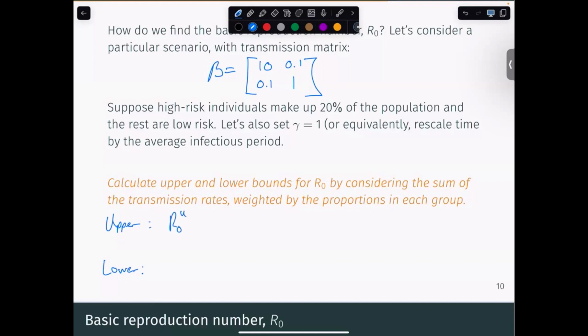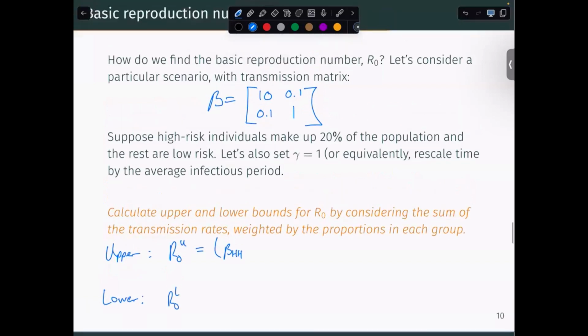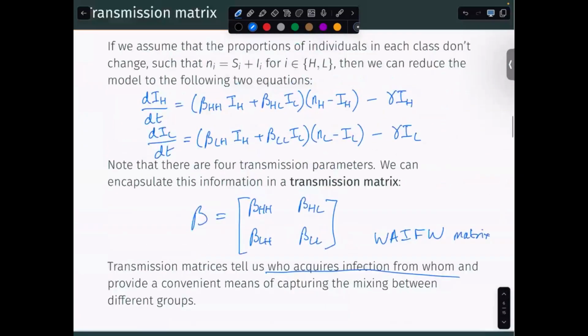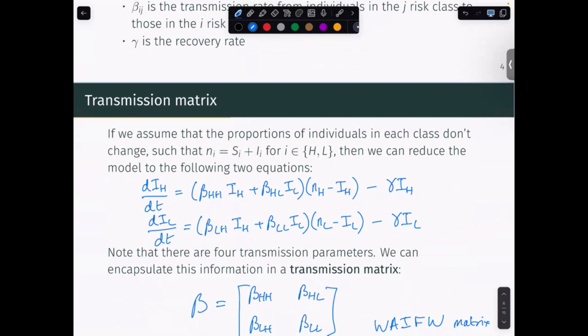Our upper bound, which I'll call R naught U, and lower bound R naught L. The upper bound, well, let's take our transmission rates for our high-risk group. So we have beta HH, and we're multiplying this by susceptible hosts in our high-risk category. So remember, what we're doing here is we're just taking this term here, dividing it by the recovery rate, because that's going to give us essentially our R naught upper, if you like, if there was no equation here, if it was just all based on this.